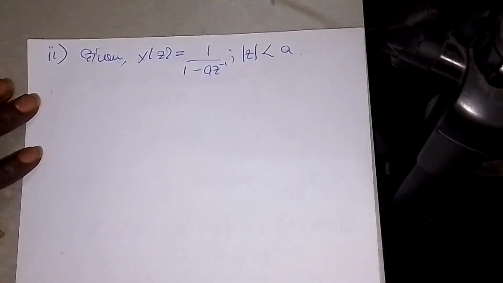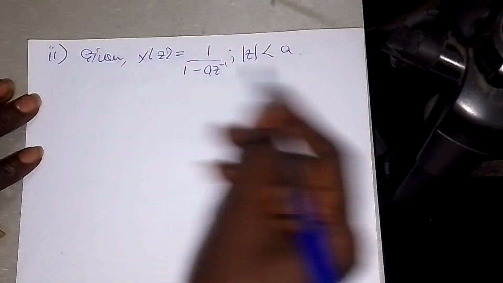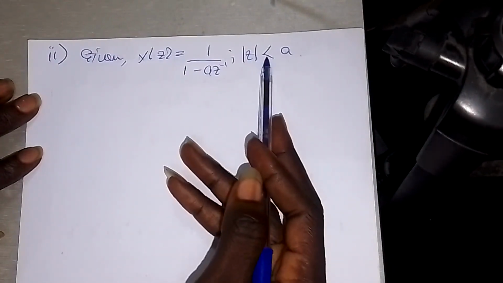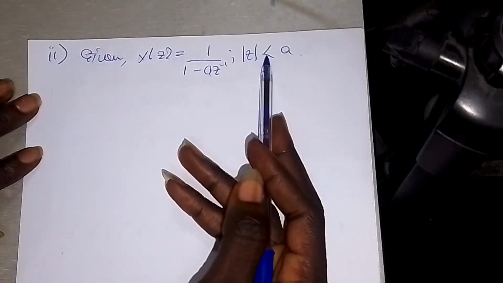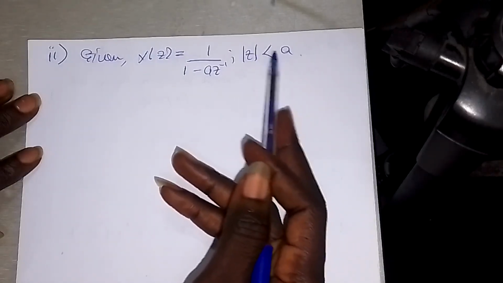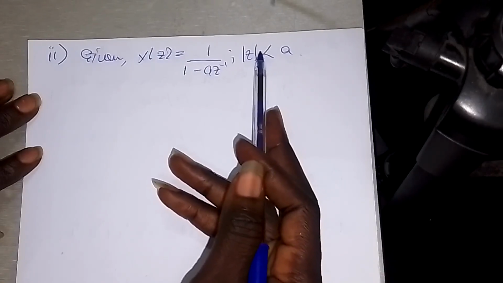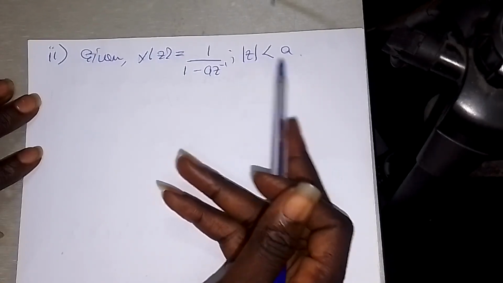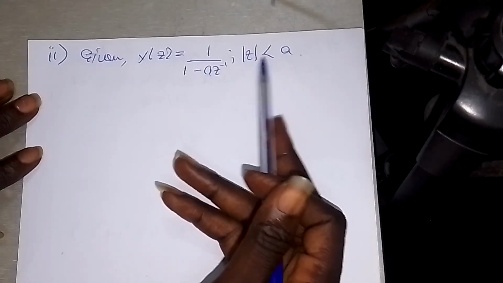So now here what can we do? Here you know that it is an anticausal sequence. So if it's an anticausal sequence, then what is going to happen is that our powers have to be positive powers.